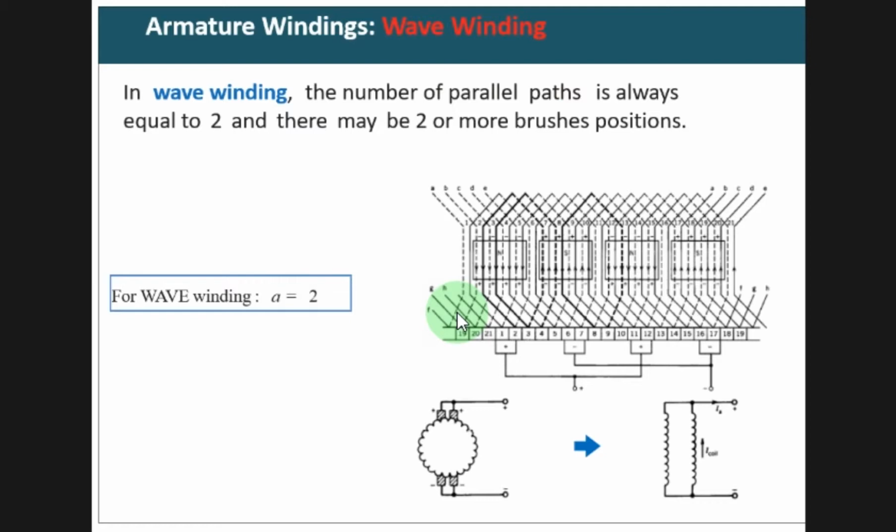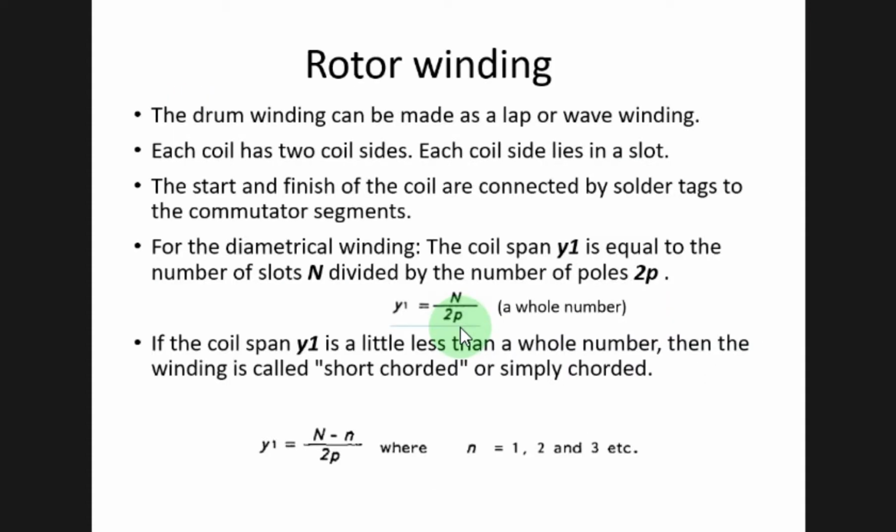So there is a relationship between this number of commutator segments and number of poles, etc. But at the moment I am not going to explain those things, but we will touch upon these calculations later. So for the time being I will skip this slide.